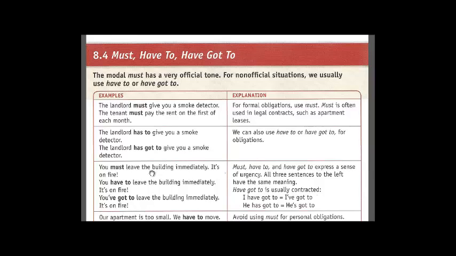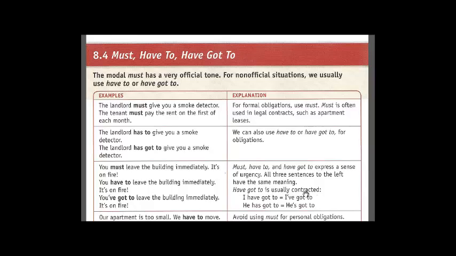Okay? Alright. You must leave the building immediately. It's on fire. You have to leave the building immediately. It's on fire. You have got to leave the building immediately. It's on fire. Must, have to, and have got to express a sense of urgency. All 3 sentences have the same meaning.